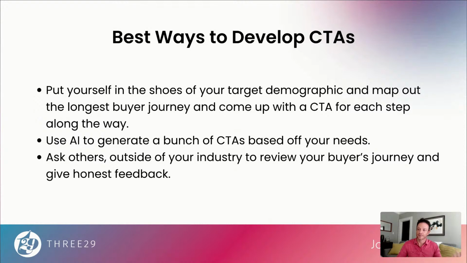Again, 7 is the average. It is longer sometimes and it's shorter. But if you think about 7 as the number, the first 3 could just be brand awareness ads. And then you get them into the marketing funnel that actually gets them to, again, buy whatever service or product you're selling. Use AI to generate a bunch of CTAs based off your needs.